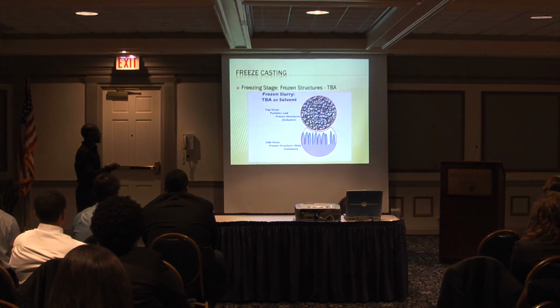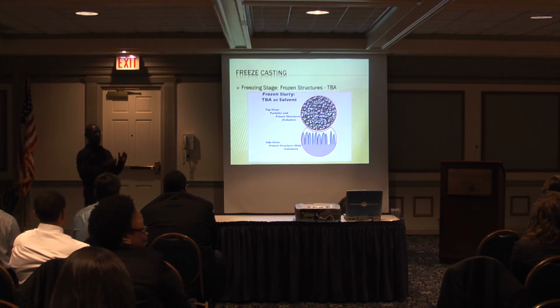And here is just another view. If we looked downward at a frozen slurry, this is what we'd see. We'd see those columns sticking up, and the particles closely packed between all of these columns. Here's just another view of those columns that are formed if we looked at the side of our frozen slurry.